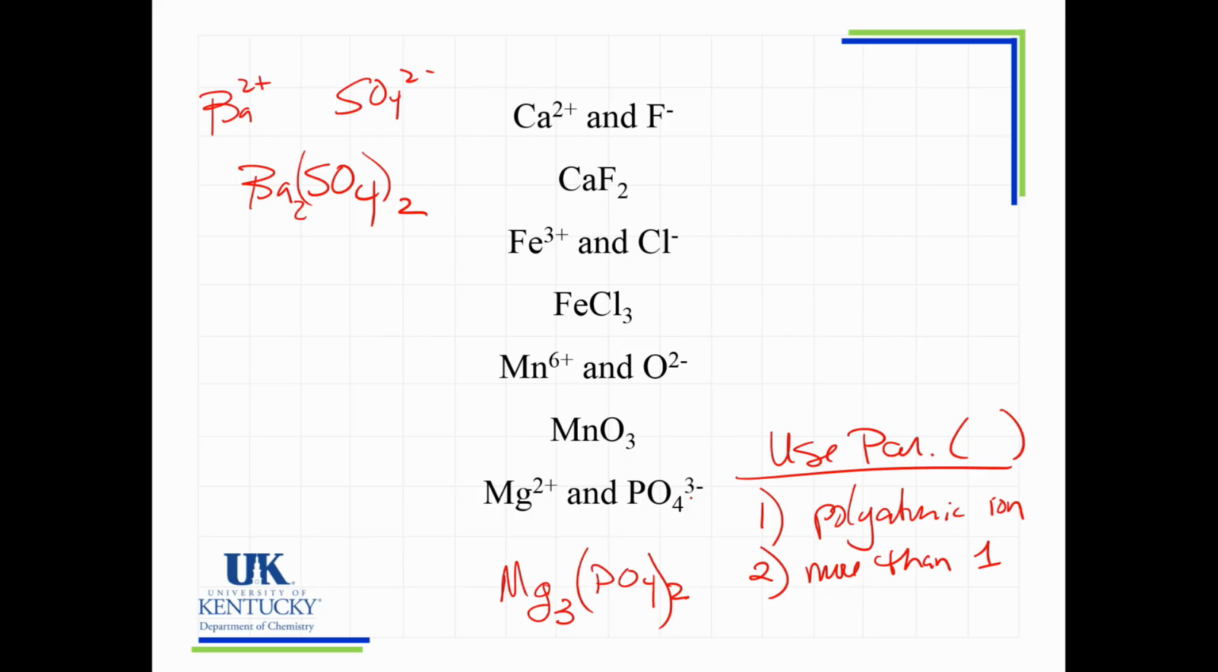With 2 and with 3, what we're really doing is coming up with the lowest common multiple between 2 and 3. What's the lowest common multiple of 2 and 3? Well, it's 6. So how many magnesiums would I need to get 6 positive charges? You would need 3 of them. And how many phosphates would I need to get 6 negative charges? I would need 2 of them. So the least common multiple is really what you're doing here as you're coming up with formulas.